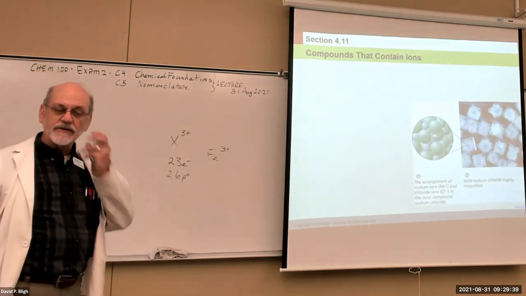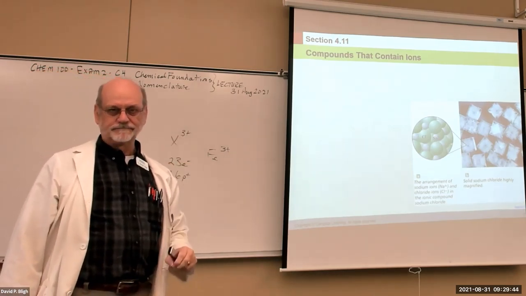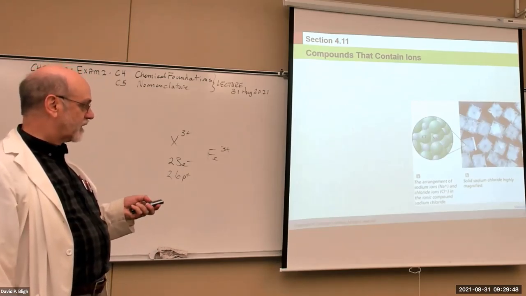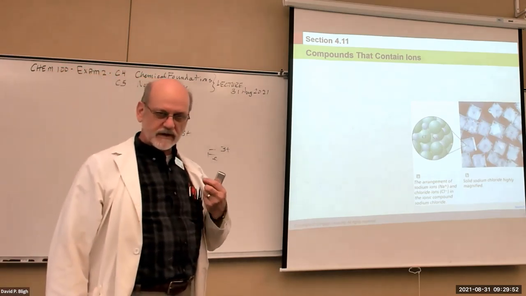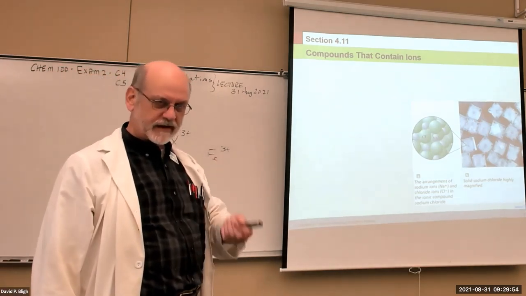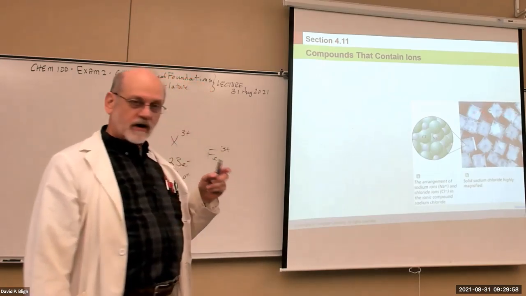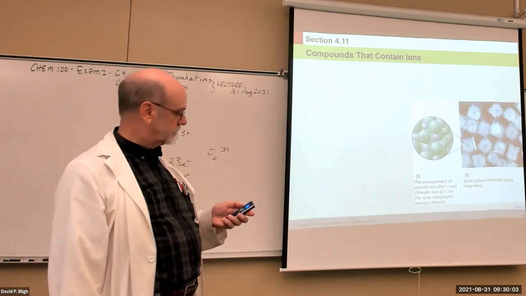Compounds that contain ions are always metal, non-metal. Sodium chloride is a good example. The crystals, if you look at table salt spilled on the table with the magnifying glass, you'll see these little cubes. Those cubes are an indicator of how sodium and chlorine are arranged in that crystal structure.